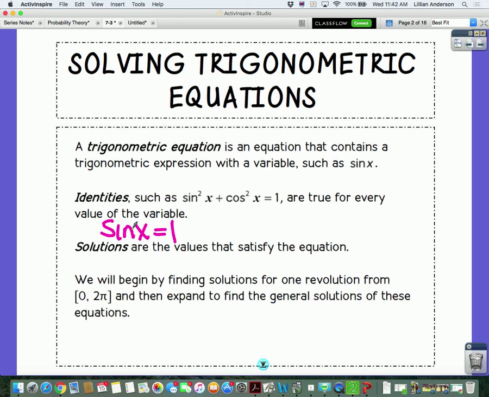So we'll begin by finding the solutions for one revolution. One revolution is in between 0 and 2 pi. And then we'll expand it to find the general solutions of these equations, okay? General solutions are things like 2 pi n, pi n, etc., okay?